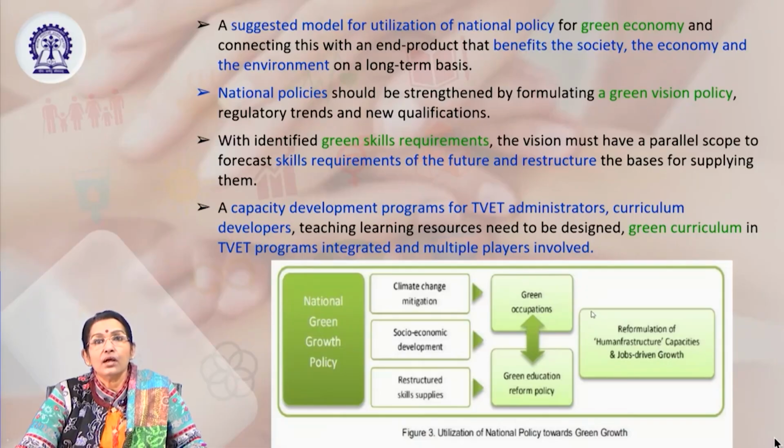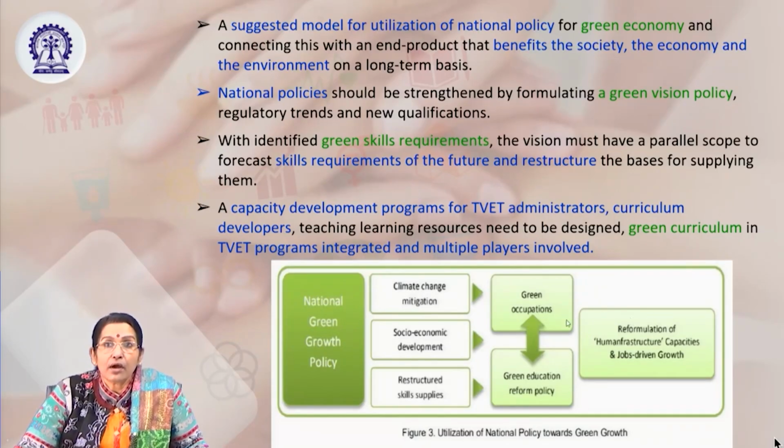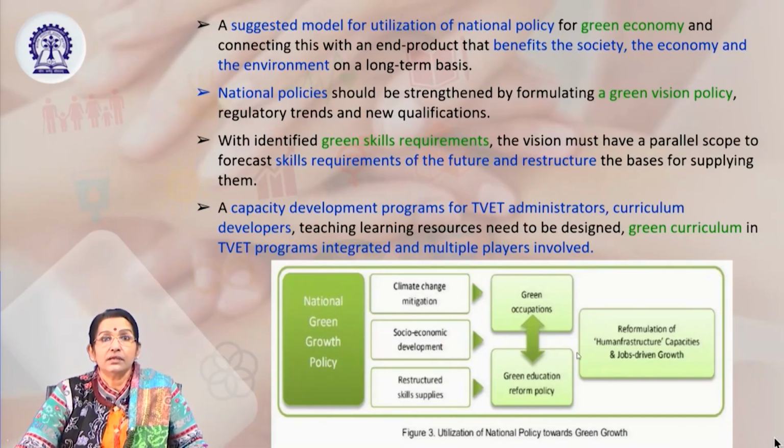So, here comes the basic focus and objectives of the green TVT. The ultimate goal of the green TVT is how to reformulate, how to modify, how to recreate, how to regenerate the human infrastructure capacities. Here the infrastructure is not the physical infrastructure, but the human infrastructure capacities that are most suitable for the new green jobs and the job driven growth. So, this is the basic approach and this is the basic example of a model.